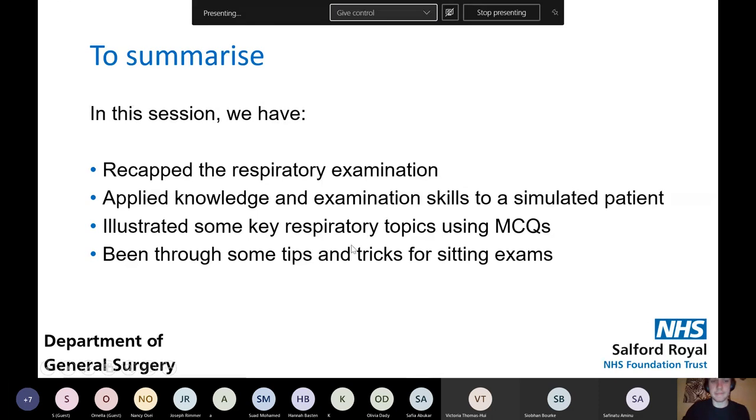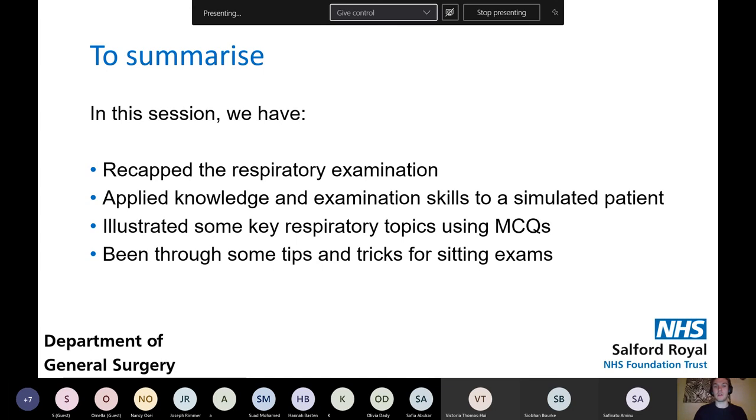So that is the end of the questions. Again, I've slightly run over, so I apologise for that. But what we've done in this session, we've gone through the respiratory exam, hopefully a little bit quicker than last week. We have gone through what we're looking for in the exam and how that applies to a person that you might actually see in front of you.